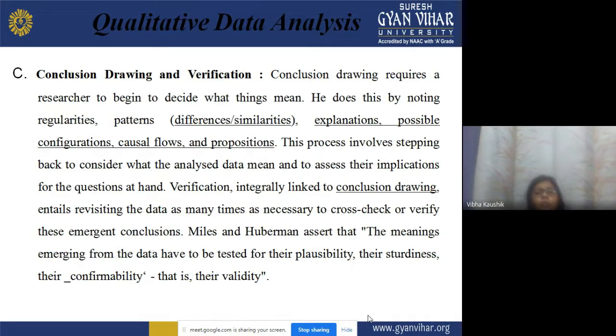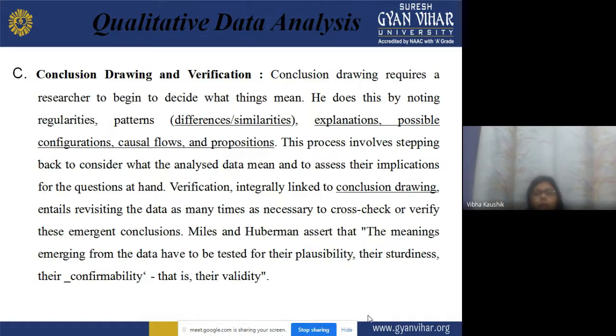Now, the third one is conclusion drawing and verification. You have collected the data. Now you have to draw some conclusions, some inferences on the basis of the data that you have collected, and on the basis of that, you will make some verification on whether the hypothesis has been accepted or rejected. Conclusion drawing requires a researcher to begin to decide what things mean.